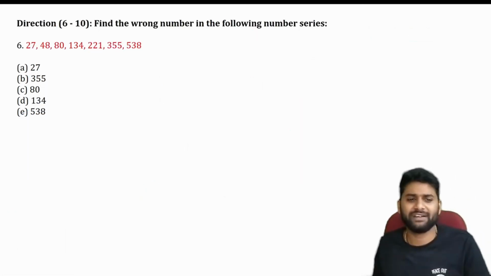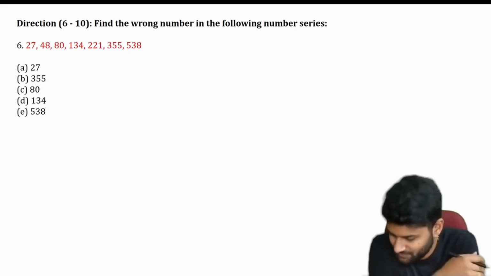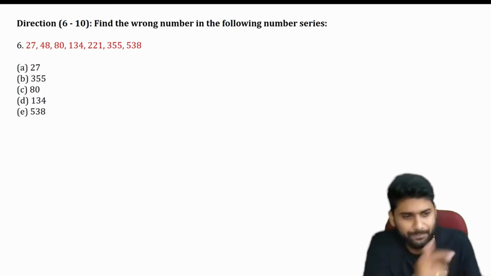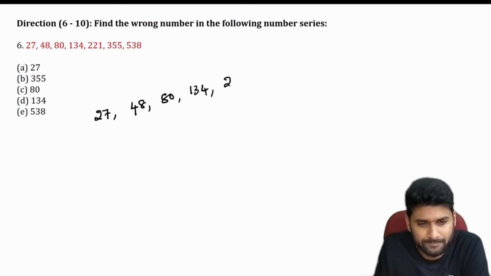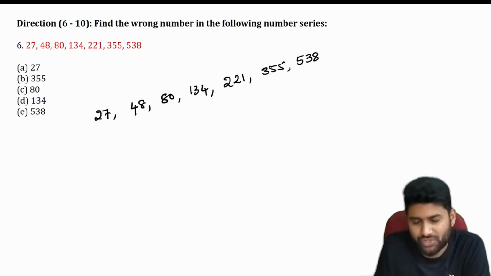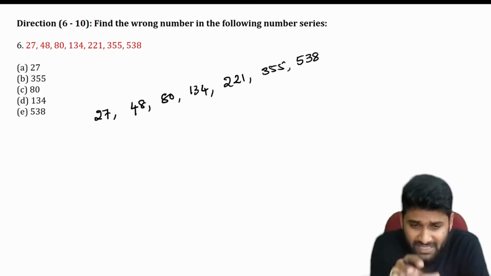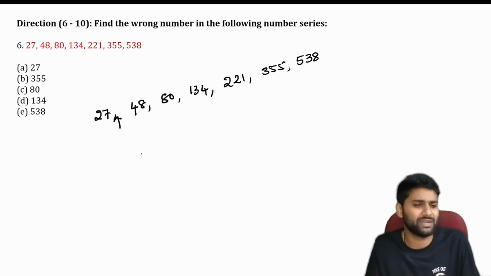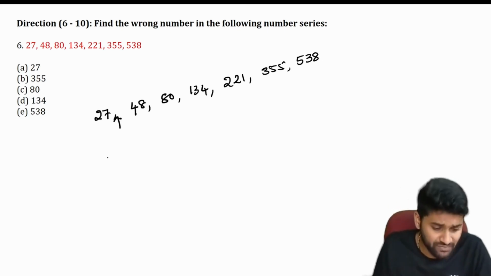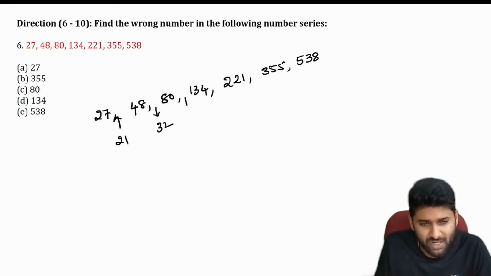See this question here. Find the wrong number in the following number series. Just tell me what is the wrong number in the following series, with respect to the numbers 27, 48, 80, 134. Guys, one suggestion from my end: if you want to solve any question in the number series concept, if the numbers are nearer, simply find the difference. How much is the difference between 27 and 48? 21 units. How much difference do we have next? 32 units. 20 plus 34, total is 54 units.